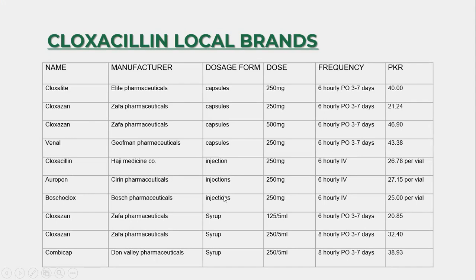Whereas if we see in injections, we have Bosch Pharmaceuticals product Boschoclox of 250 mg, which is available in PKR 25 per vial. Injections are quite costly as compared to the dosage forms capsules and syrup, as they are used in emergency situations like in severe infections or there is a threat to the patient.